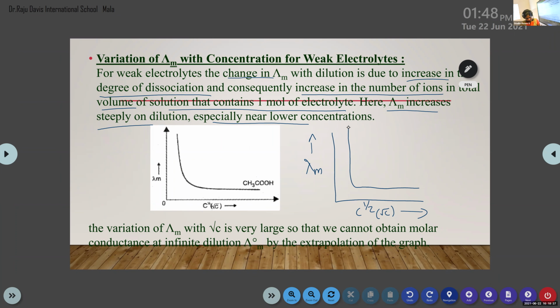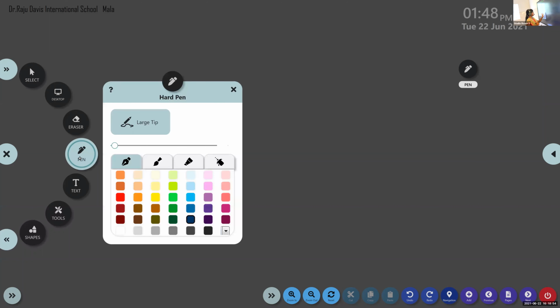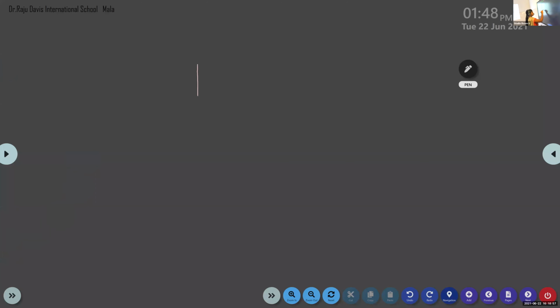Then there is one graph in your textbook, page number 81. That's a graph in which both the strong electrolyte and weak electrolyte are represented. Can you see that? Here also the same things are plotted. Here it is concentration, that means c raised to 1 by 2, or root c. Okay, and on the y-axis it is lambda m. Then you can draw both the strong electrolyte and weak electrolyte in the same graph.